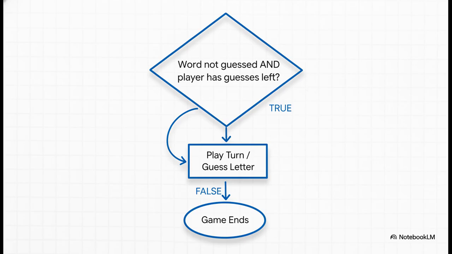Now, for our main game loop, we're going to use something called a pretest while loop. And the pretest part is super important. It means it checks the conditions before it runs the loop each time. So it asks, hey, is the word guessed yet? And does the player still have guesses left? As long as the answer to both is yes, the game continues. The second one of those conditions becomes false, boom, the loop stops and the game is over.